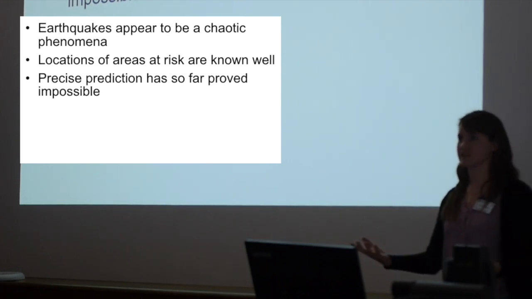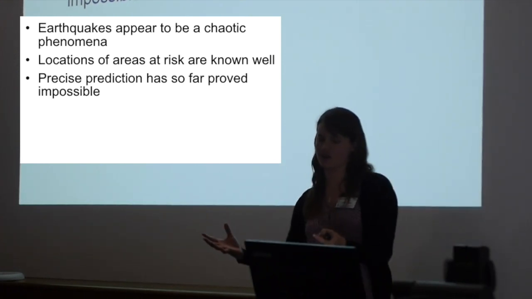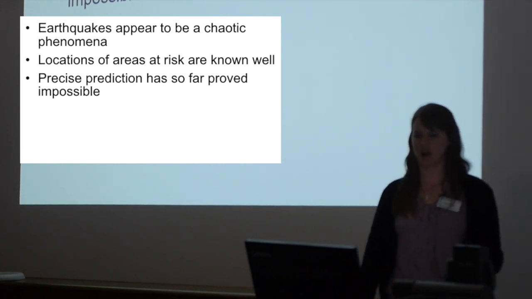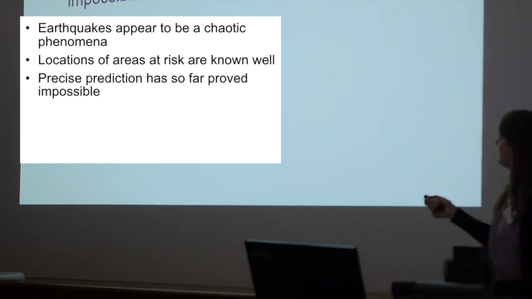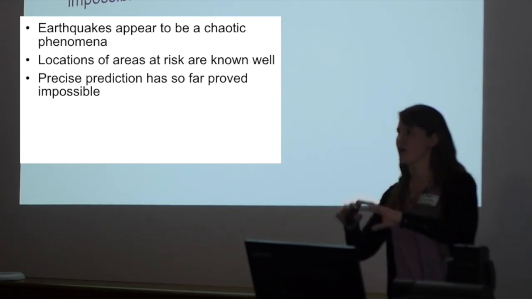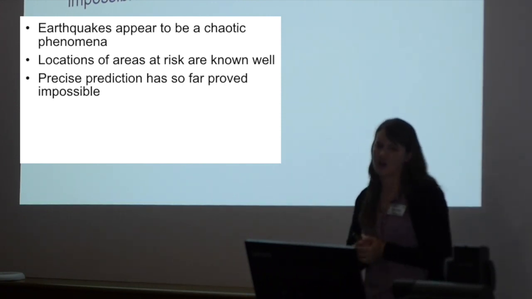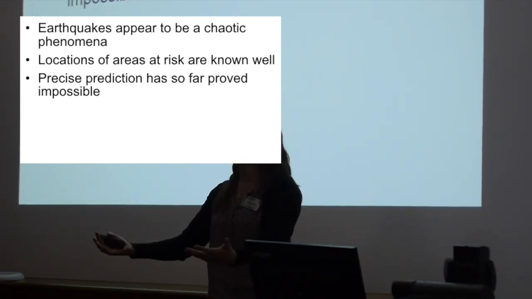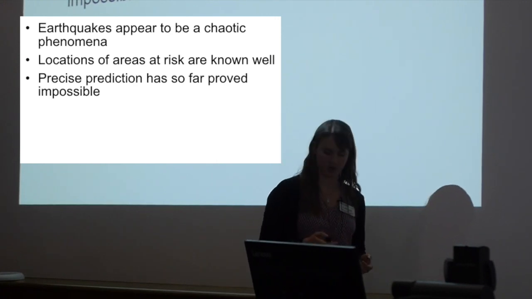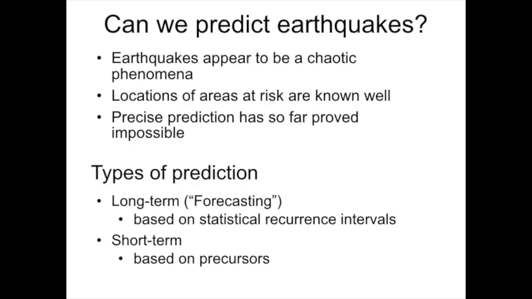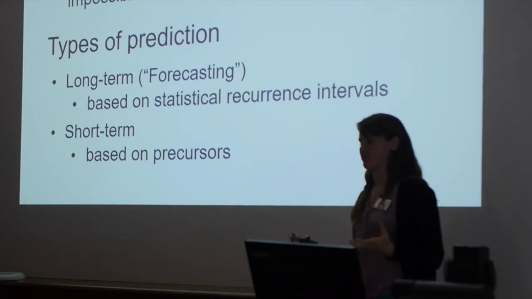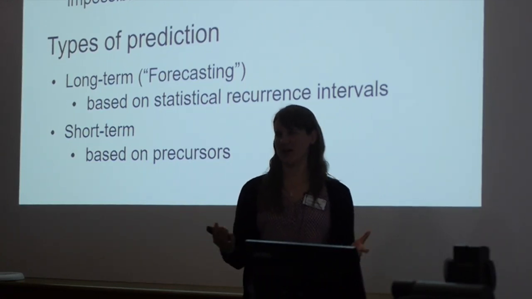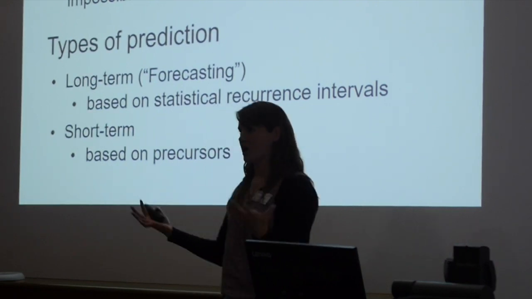We know roughly where they might occur because we can look at past earthquakes, but we don't know when they're going to occur. So locating areas of risk is known very well as a result of this model of plate tectonics. But precise prediction, and by prediction I mean an earthquake tomorrow, this is how big it's going to be, has so far proved impossible. We can start to do forecasting, however. And there are two different types of forecasting that we can look at. One is long-term forecasting. So that's saying where the earthquake's going to be in 5 years, 10 years, 100 years.